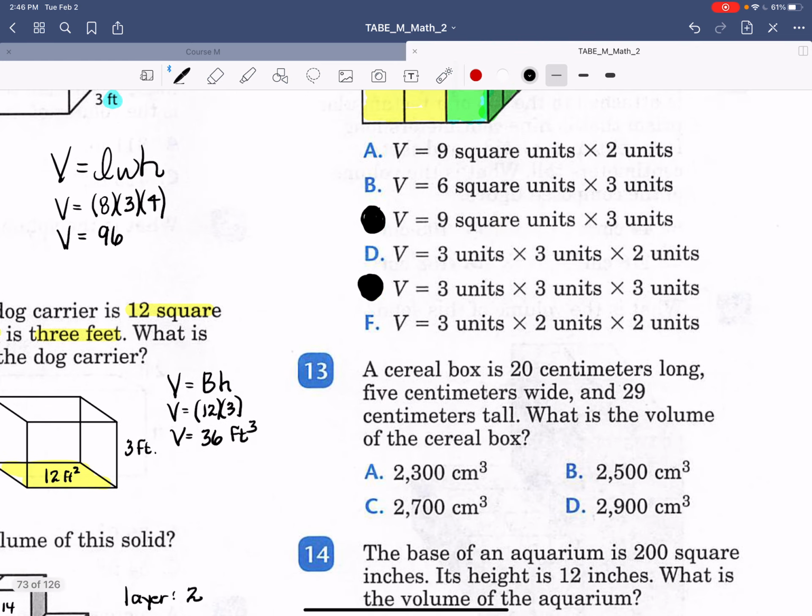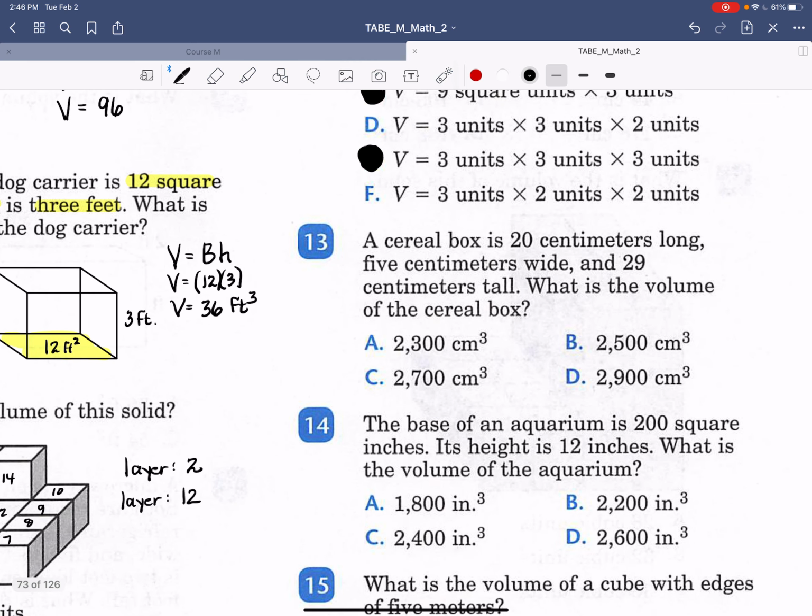Okay, number 13. A cereal box is 20 centimeters long, 5 centimeters wide, and 29 centimeters tall. What is the volume of the cereal box? Length, width, height, 20 times 5 times 29 is 2,900 cubic centimeters. So for number 13, I like D.